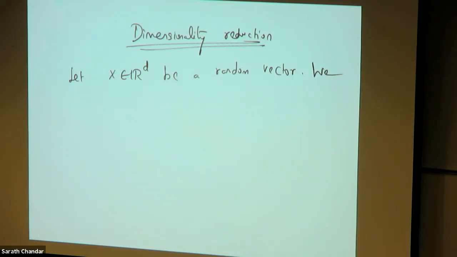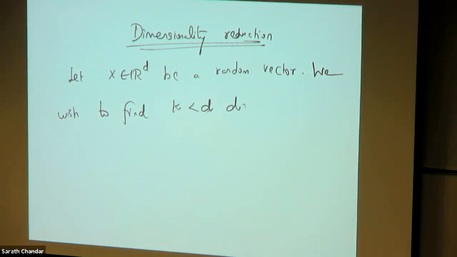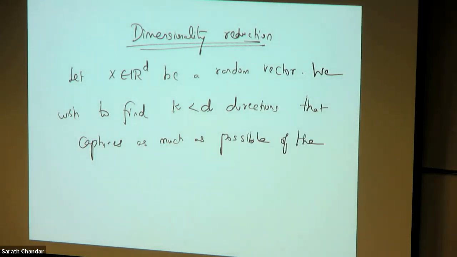Our goal is to find some k, less than d, directions that capture as much as possible of the variance of X. Given some d-dimensional input, let's say 100-dimensional, I would like to project it to some 10-dimensional vector, but with a constraint: I should preserve the variance of the data as much as possible.